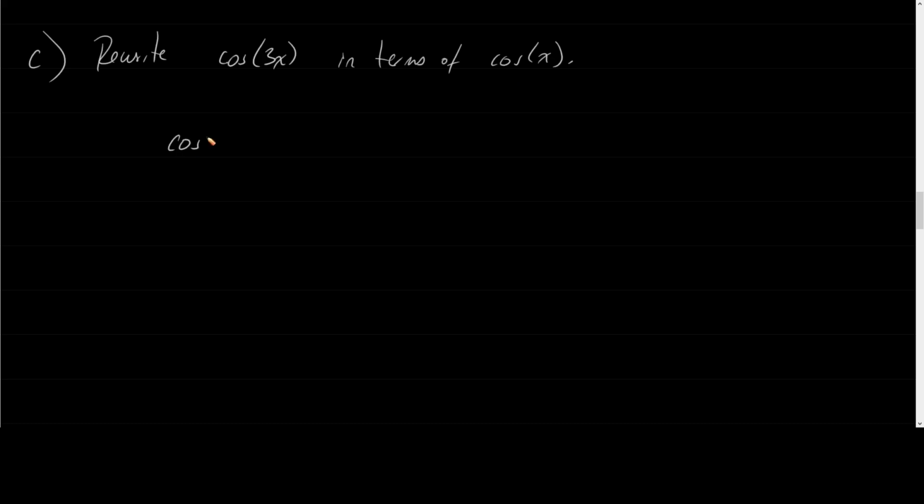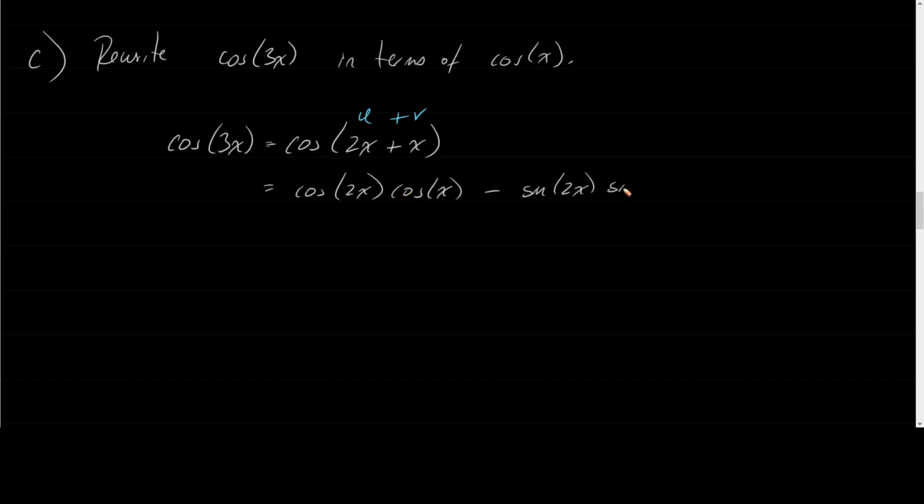Well, first we're going to start by writing cosine of 3x. And we know that 3 is the same as saying 2 plus 1, right? And at that point, well, look what I have here. I have cosine of u plus v, right? So we know how to deal with that because cosine is cosine, cosine, sine, sine. So I can say this is cosine of the first times cosine of the second minus sine of the first times sine of the second.